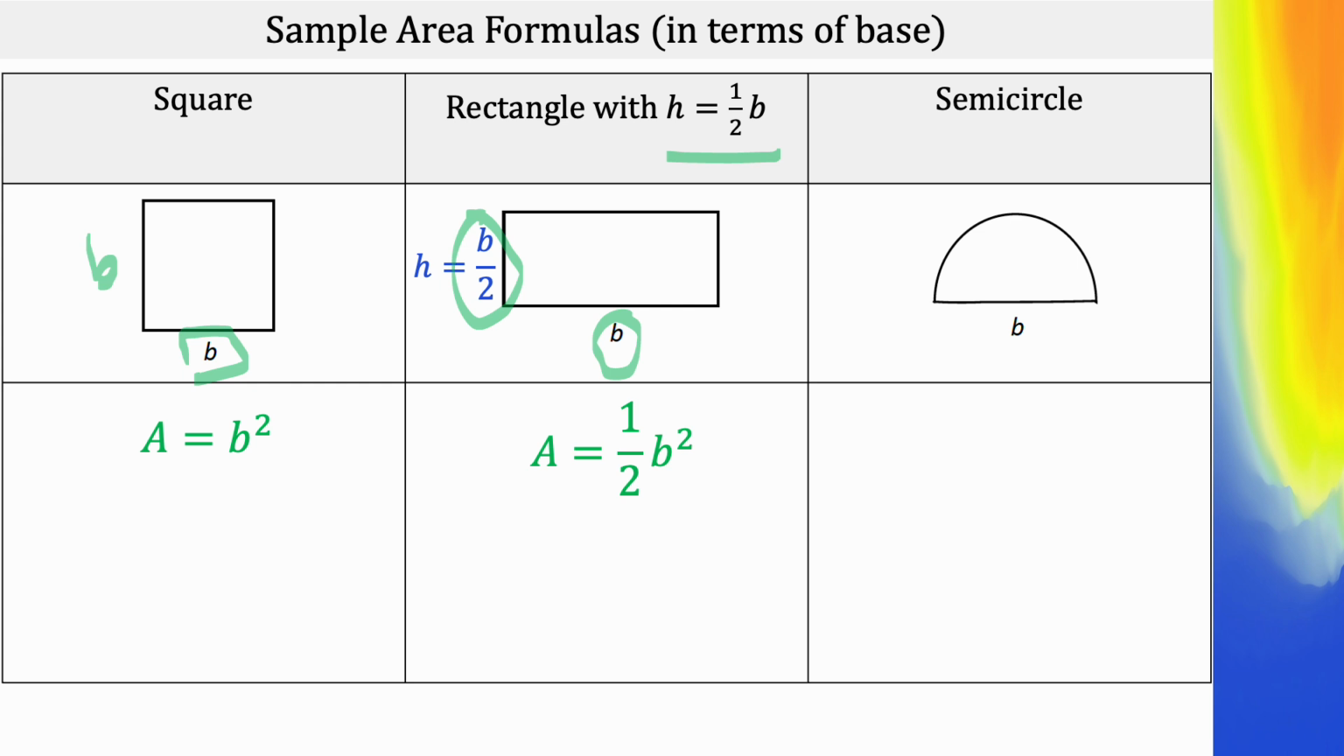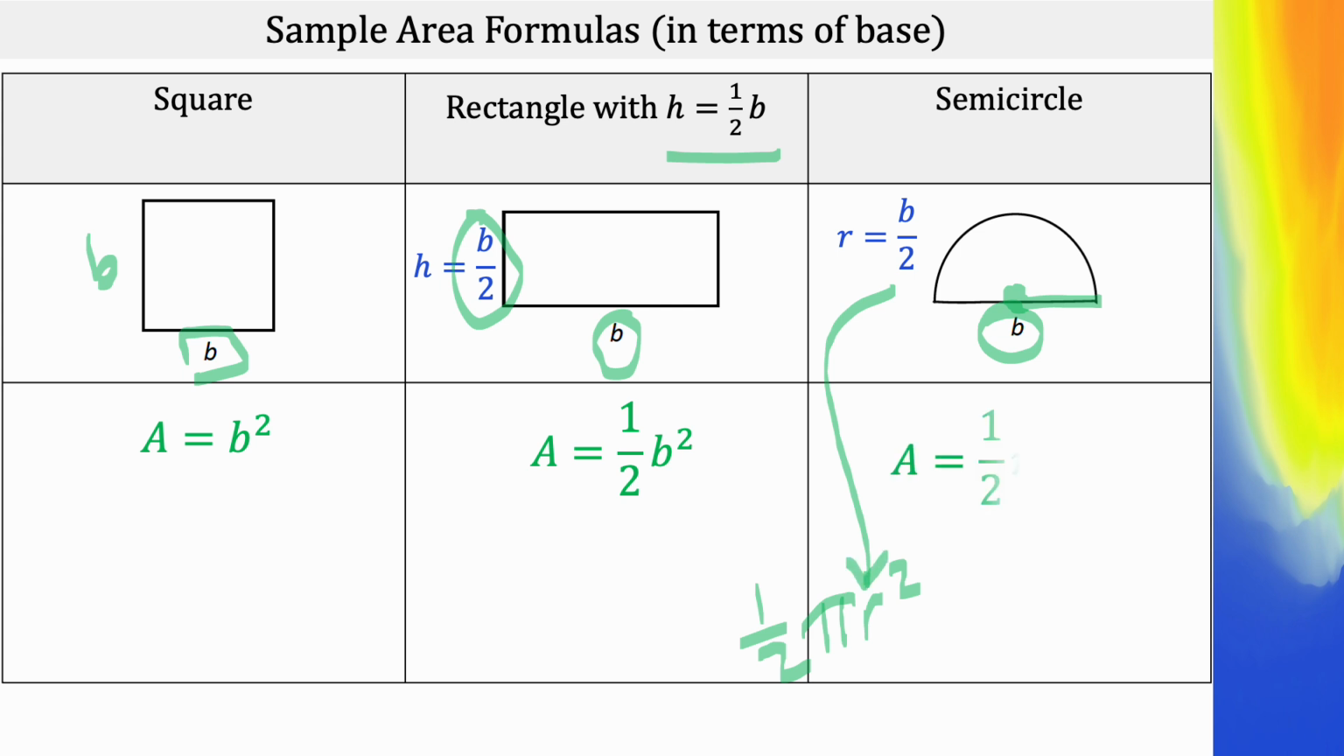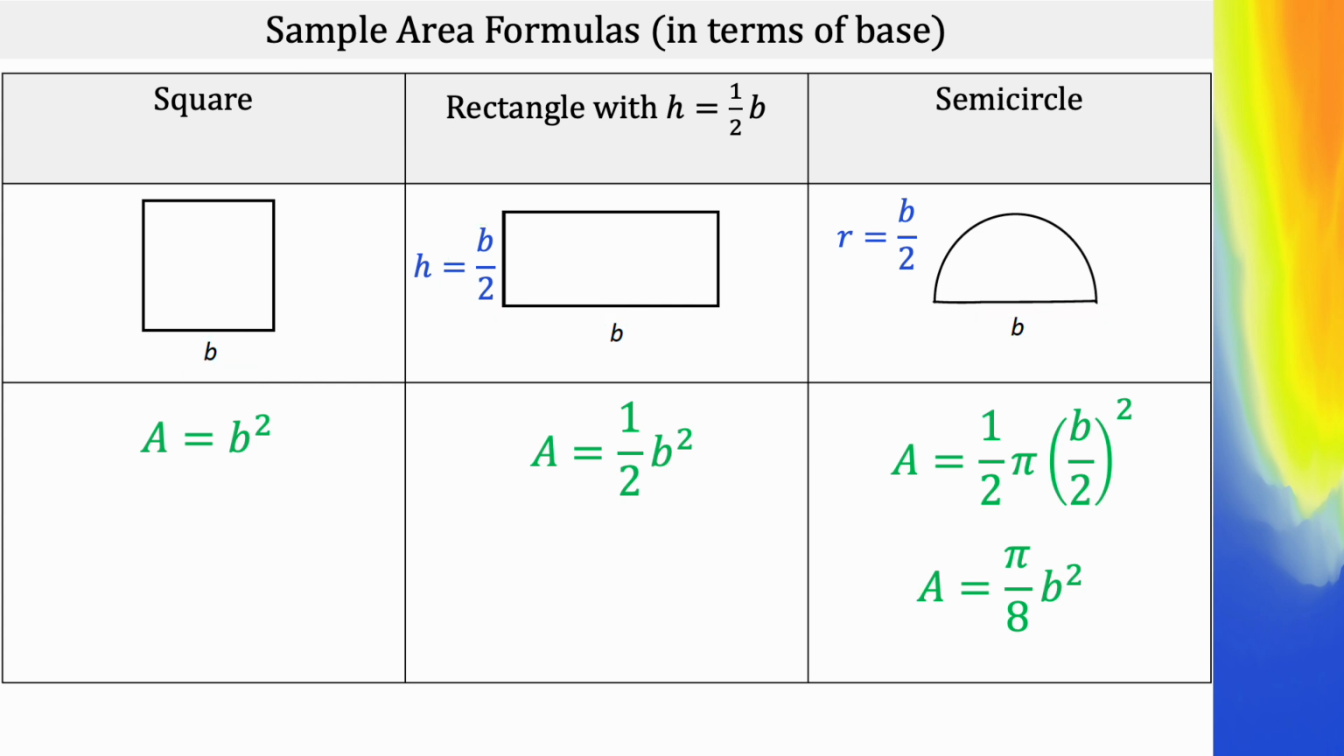Now the semicircle, that's interesting. The area of a circle in general is pi r squared. The area of a semicircle would be half that. And it's all about the radius, right? Well, if this semicircle has a diameter of b, its radius is just half that. The radius is going to be b divided by 2, and that's what needs to go into this formula right here. So the area of that semicircle is going to be 1/2 pi times b over 2 squared, or if you clean that up a little bit, then the area would be pi over 8 b squared.